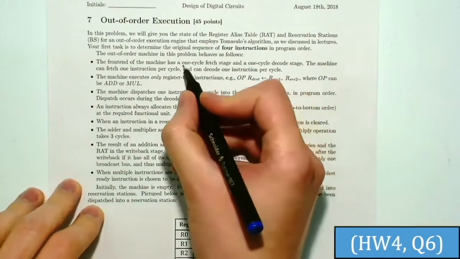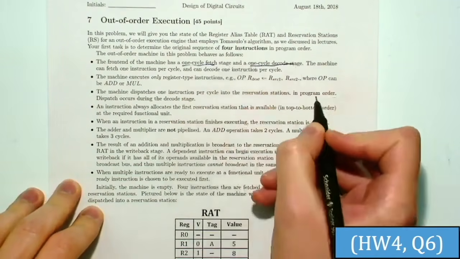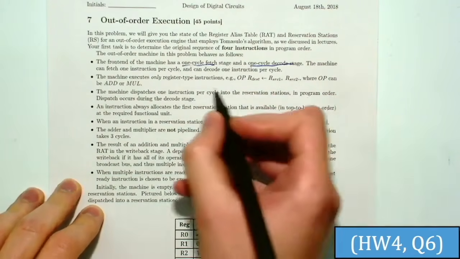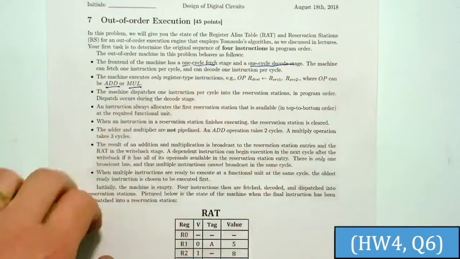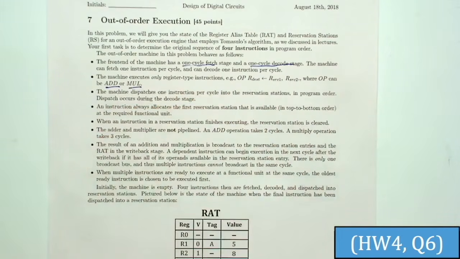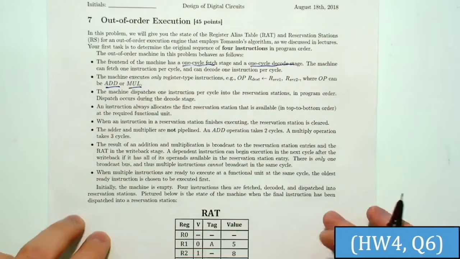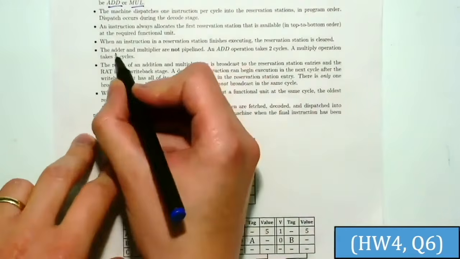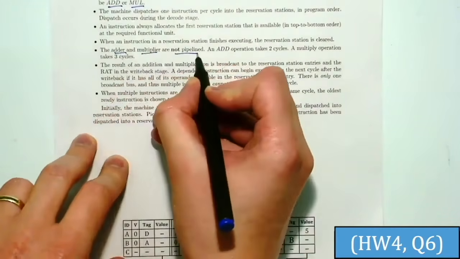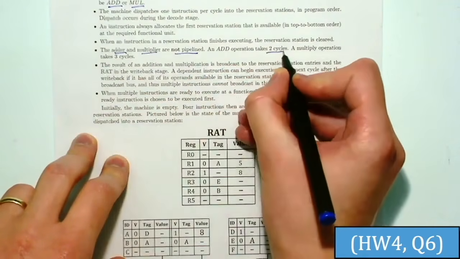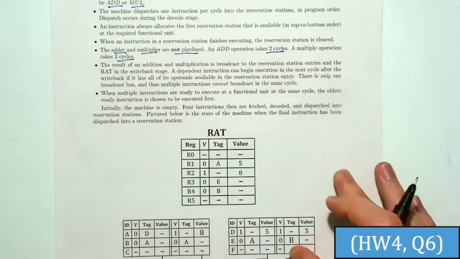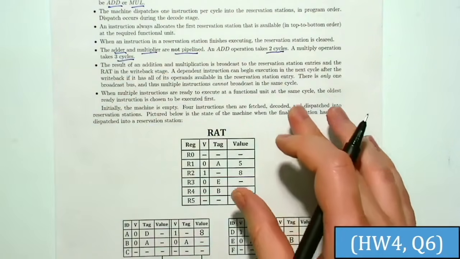So there's a one-cycle fetch and one-cycle decode stage. And this machine can execute two different instructions, add and multiplication. And each of those takes a different number of cycles in the execution unit where they are executed. Those execution units, the adder and the multiplier, are not pipelined, and the addition takes 2 cycles and the multiplication takes 3 cycles. Let me see quickly if there was anything else that was important.